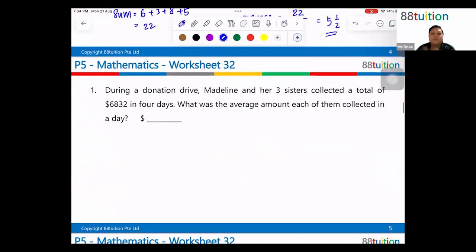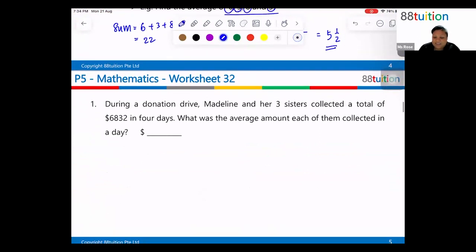Now, number 1. You're wondering why you got number 1 wrong. I also wonder why. Possibly it is because you're supposed to be looking at extra steps. For example, during a donation drive, Madeline and her 3 sisters collected a total of this amount of money.